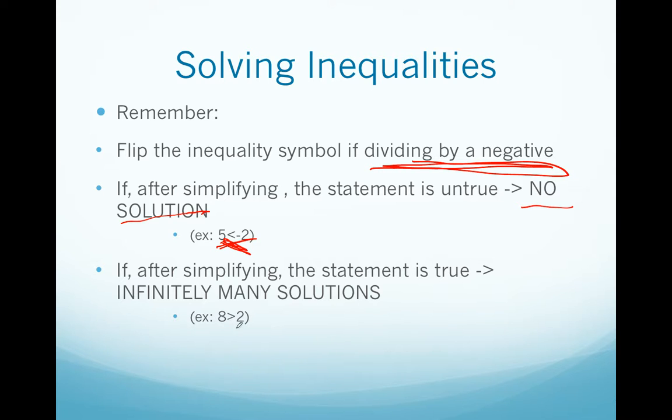And then here, as another example, again, all of those variables disappear, but we're left with a true scenario. So 8 is greater than 2. That is, in fact, true. 8 is bigger than 2. So a true statement tells us that we have infinitely many solutions. We can say infinitely many, or we could say all real numbers. And again, that's true with equations as well. If you're left with a true statement with an equation like 0 equals 0, that is in fact true, and that would tell us that that equation has infinitely many solutions.